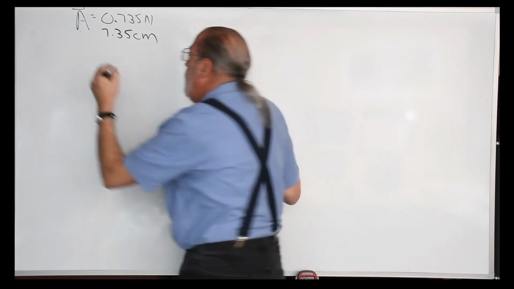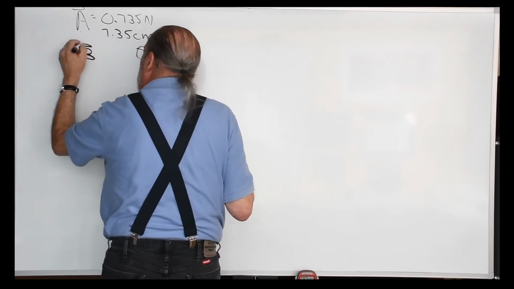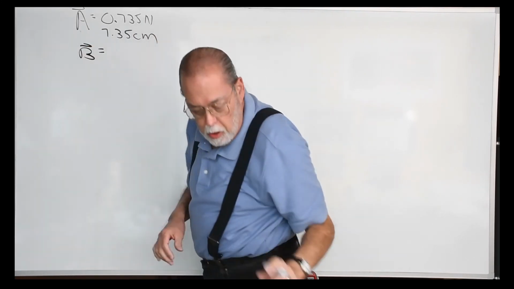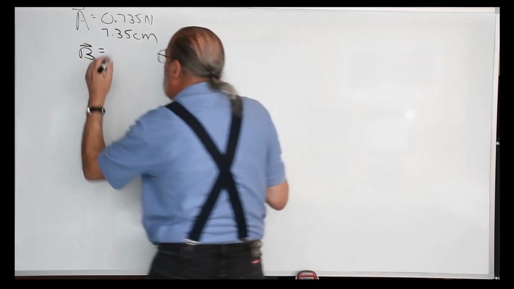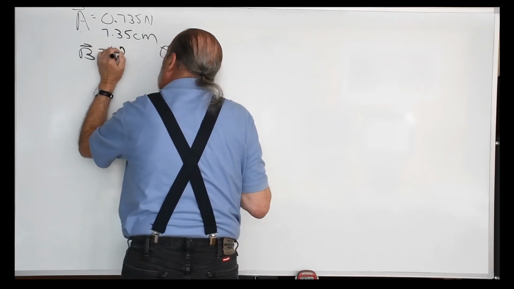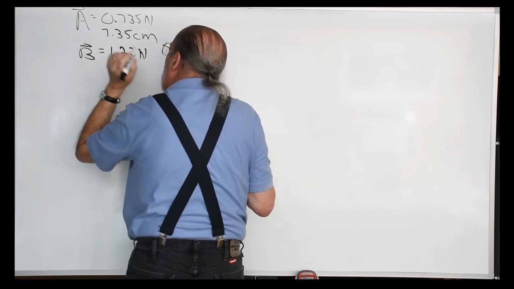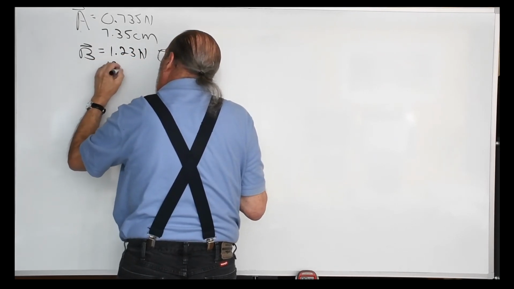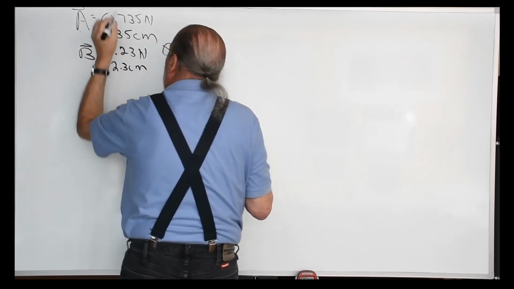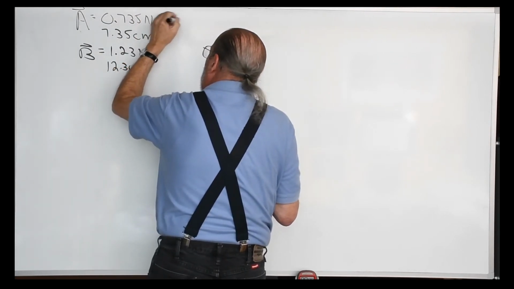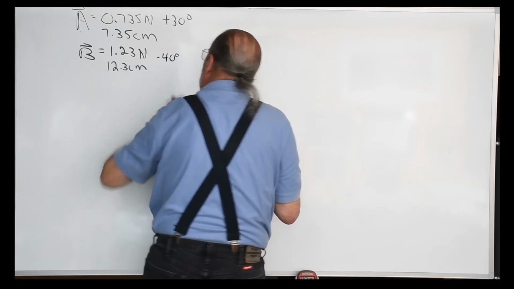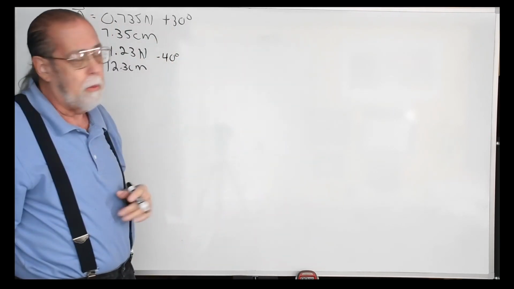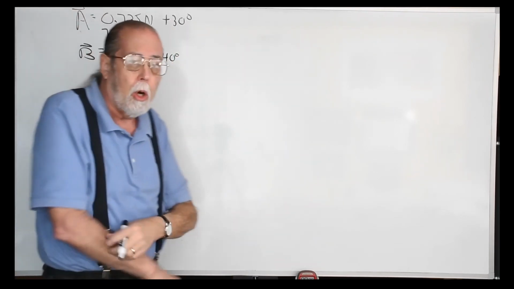Okay? You should have also calculated that force B is equal to 1.23 newtons, which translates into 12.3 centimeters, and that force A is at plus 30 degrees and B is at minus 40 degrees. So this is a double check. You can double check your work.